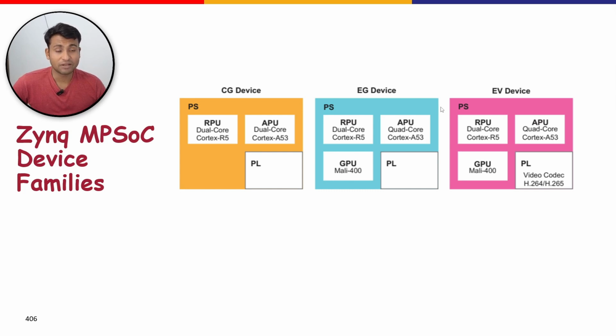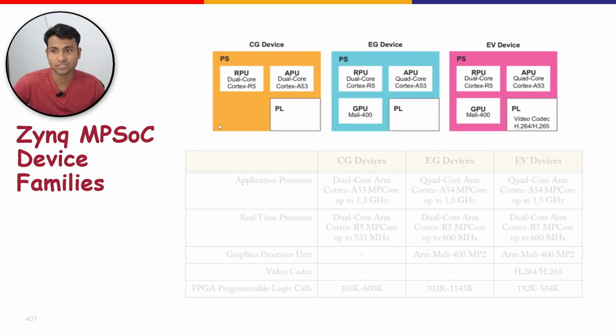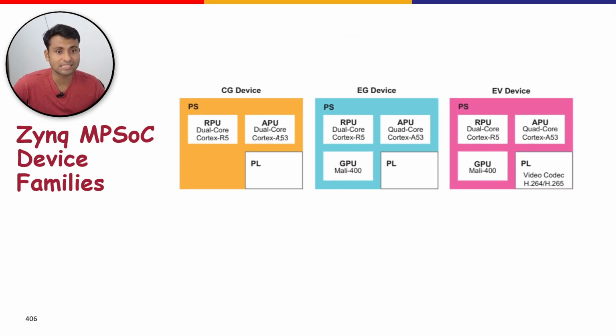We will begin by first discussing the difference between the PS of each family and then explore the changes present in the PL. In the CG device, you can see that we have a dual core RPU and a dual core APU Cortex A53 processor available, and the RPU processor is R5. For the EG devices, we have the same dual core RPU, but along with that, we have an APU quad core Cortex A53 and a GPU Mali 400, which is again by ARM.